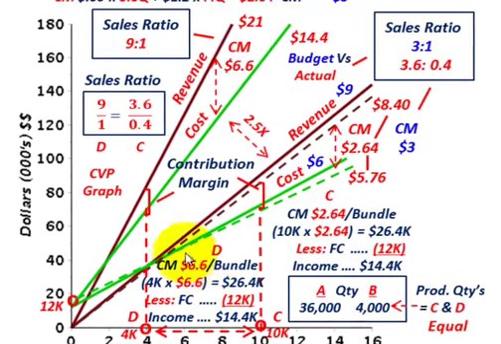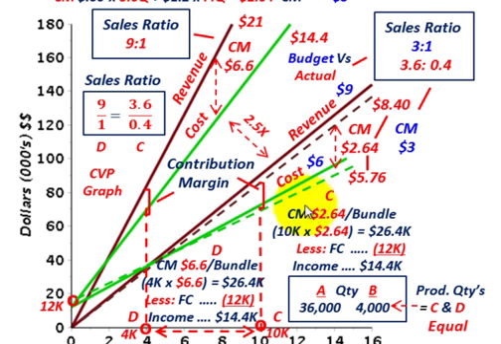All right, and just to prove the relationship here, we're going to come up with the same income based on those different contribution margins between the 9 to 1 ratio and what we have converted to, 3.6 to 0.4.